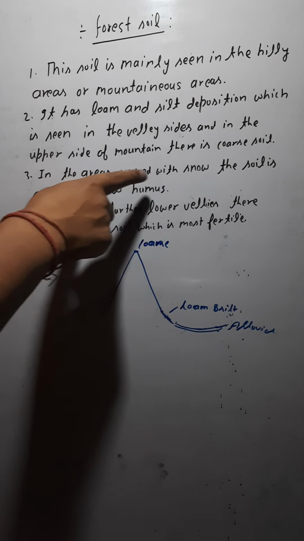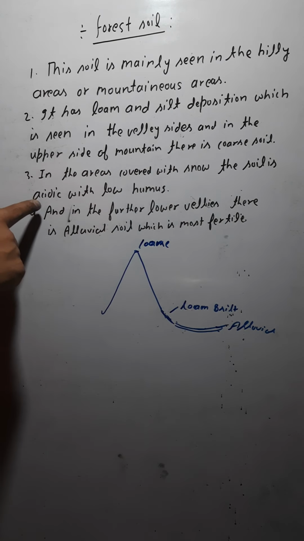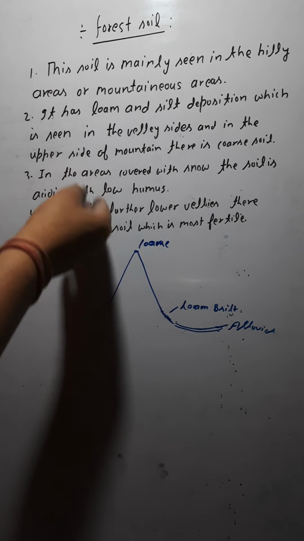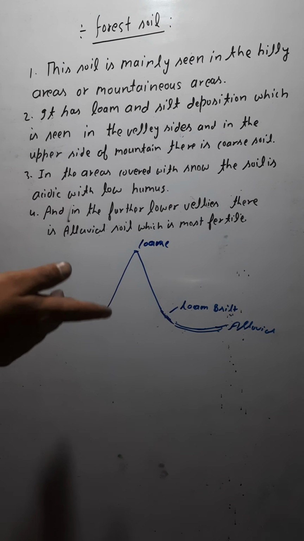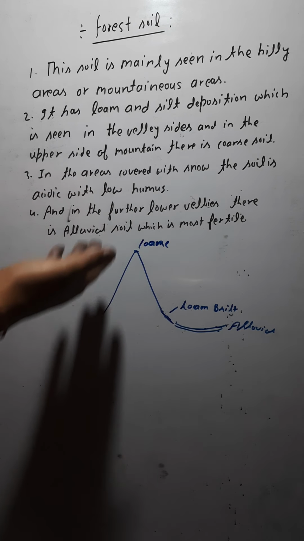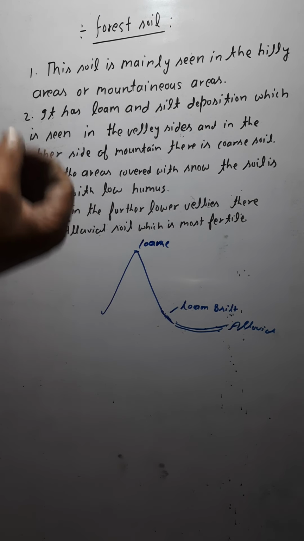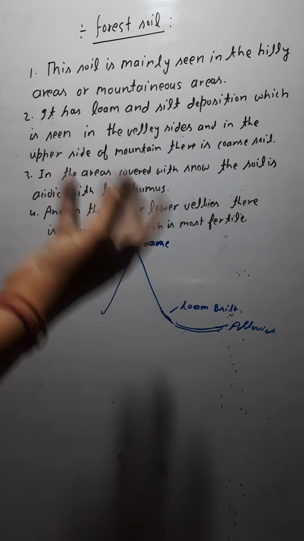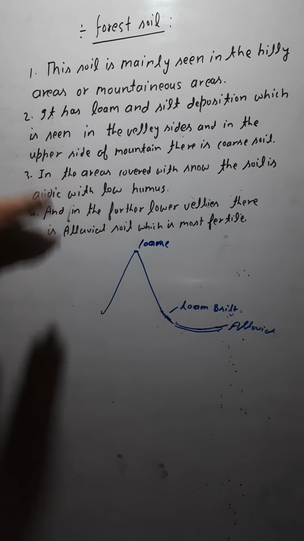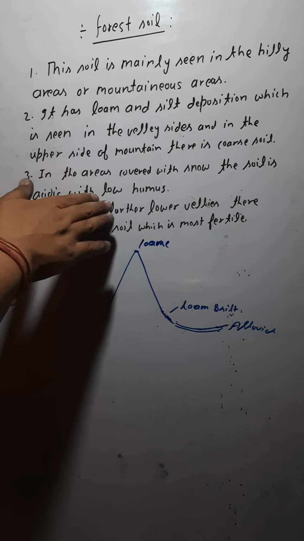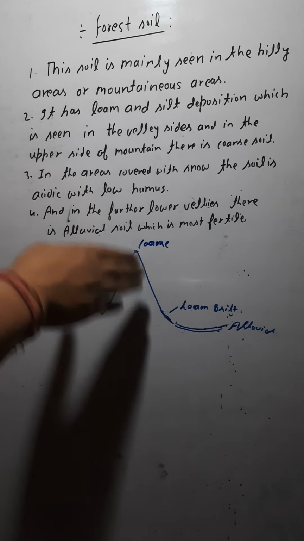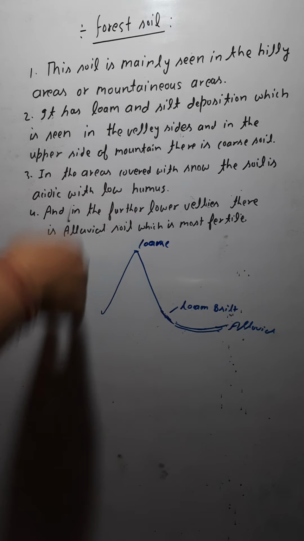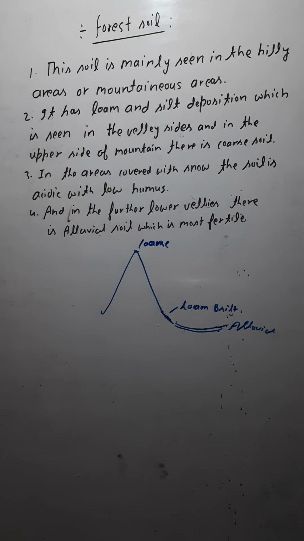In the areas covered with snow, the soil is acidic with low humus. So where there is snow in the hilly areas, the soil is acidic with low humus, meaning the soil has a lower amount of organic matter. And in the further valleys you would have the alluvial soil. So this is what you have to write about the forest soil. Just note it down.